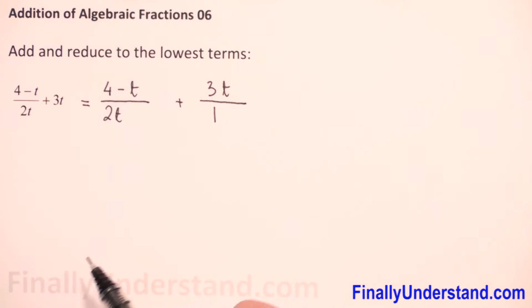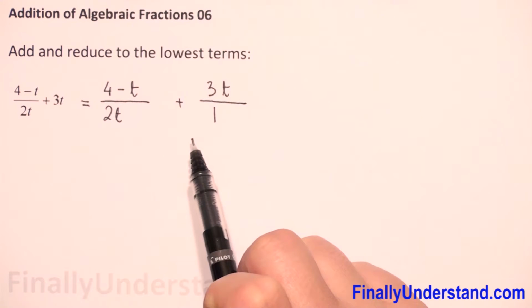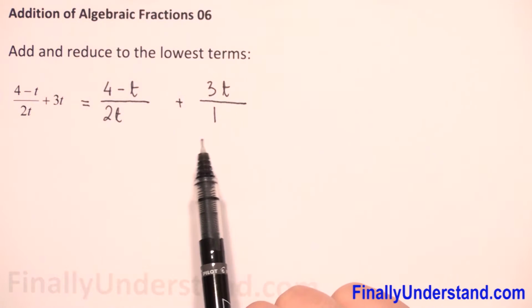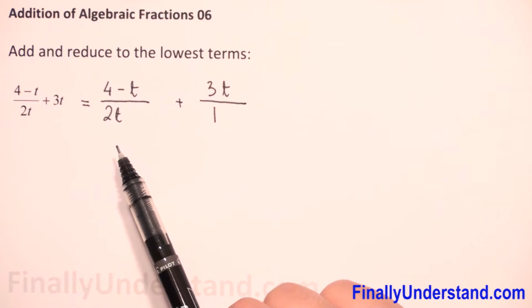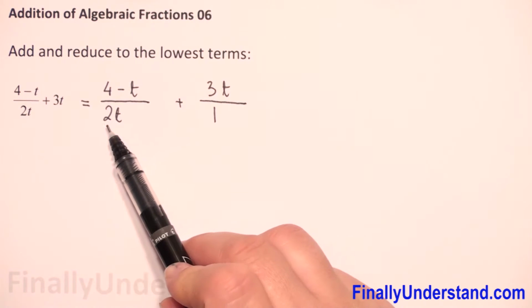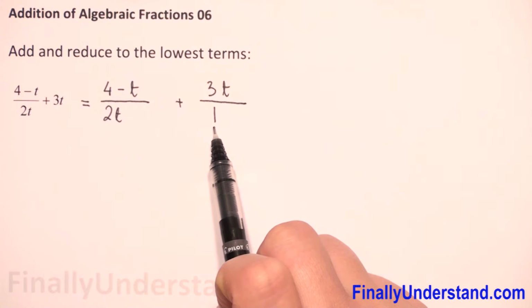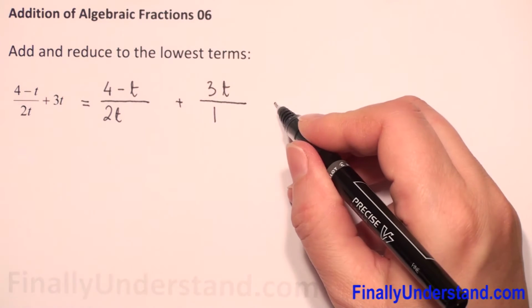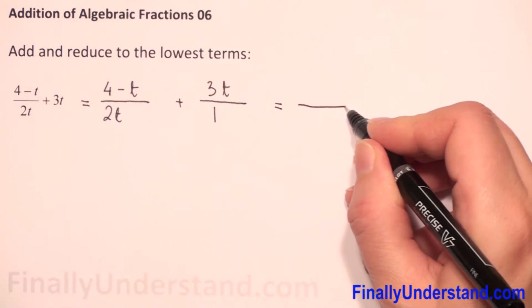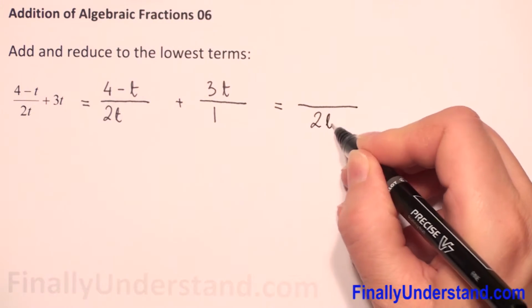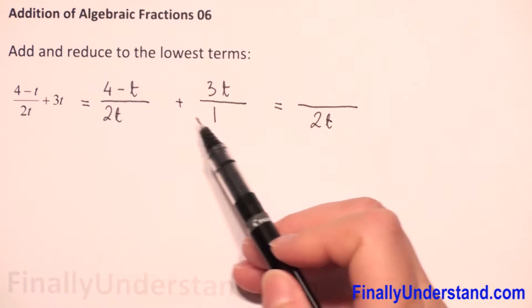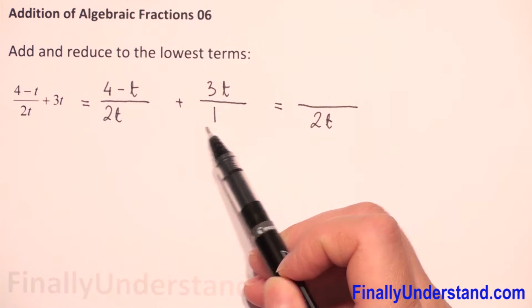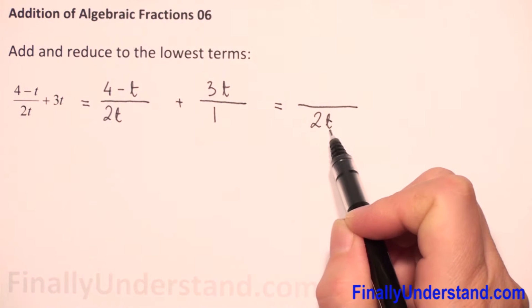I didn't change anything. And now we have to add these two algebraic fractions. We know that when we have to add algebraic fractions, we need to have the same denominator. Now we have 2t and 1. So the least common denominator for 2t and 1 will be 2t. How do we do this? We just multiply these two denominators. 2t times 1 is 2t.